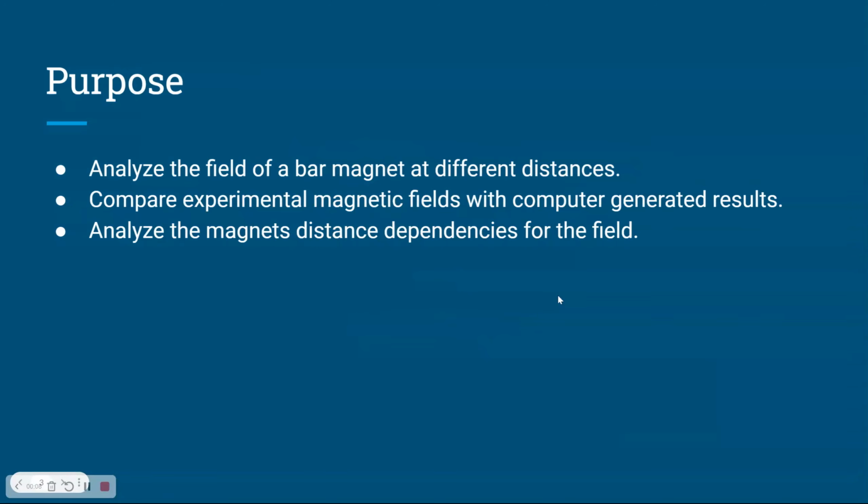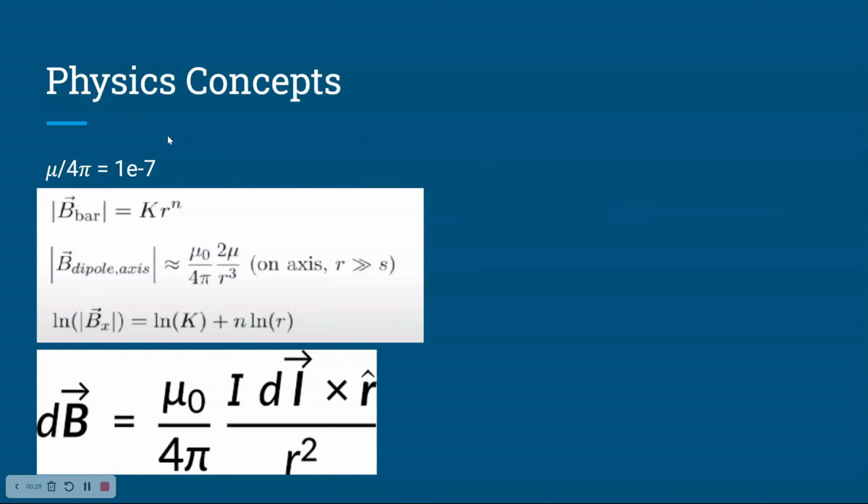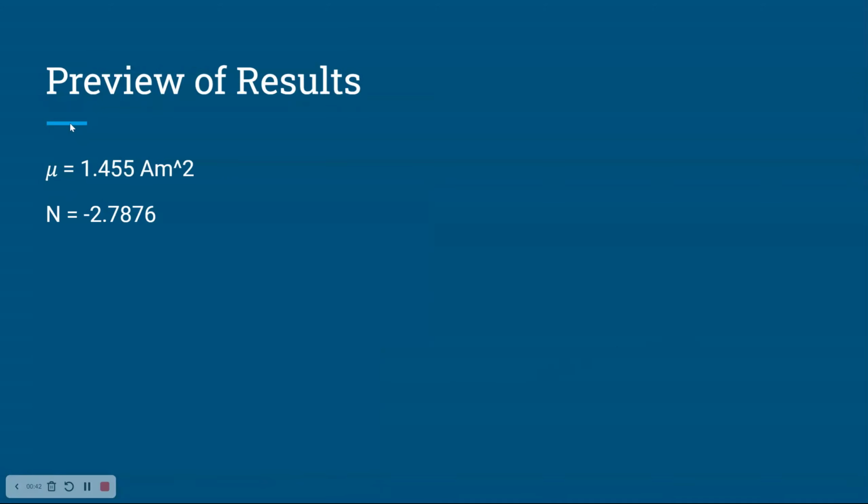So for the introduction, the overall purpose of this lab is to analyze the field of a bar magnet at different distances from it. Then we'll compare the experimental magnetic fields with a computer-generated result. And then we'll talk a little bit about the magnet's distance dependencies for the field and the strength of it. So the basic physics concepts: the mu over 4 pi, that's just a constant. And then these equations listed here are some of the stuff dealing with magnetic fields that we'll be using for the calculations.